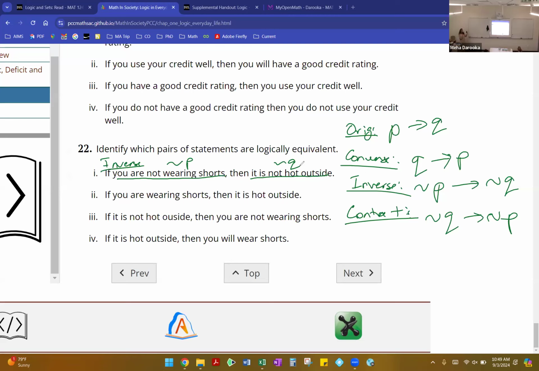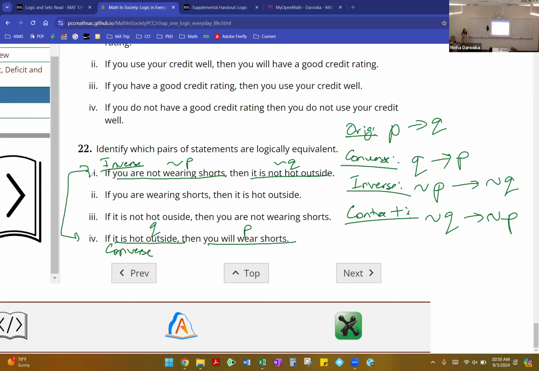Yeah, because you're switching the order, the Q has to come in the front without the negation, so: if it is hot outside, then you will wear shorts will be the converse. So this guy is your Q, this guy is our P. So obviously then that means these two will be equivalent in value.